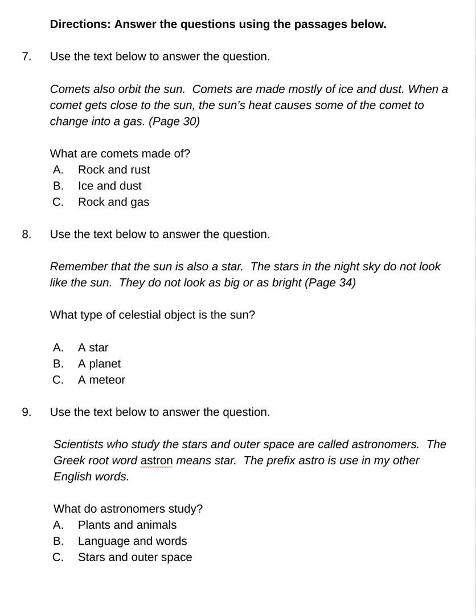Number 9. Use the text below to answer the question. Scientists who study the stars and outer space are called astronomers. The Greek root word astron means star. The prefix astro is used in many other English words. What do astronauts study? A. Plants and animals. B. Language and words. C. Stars and outer space. Circle the correct answer and highlight it in the text above.